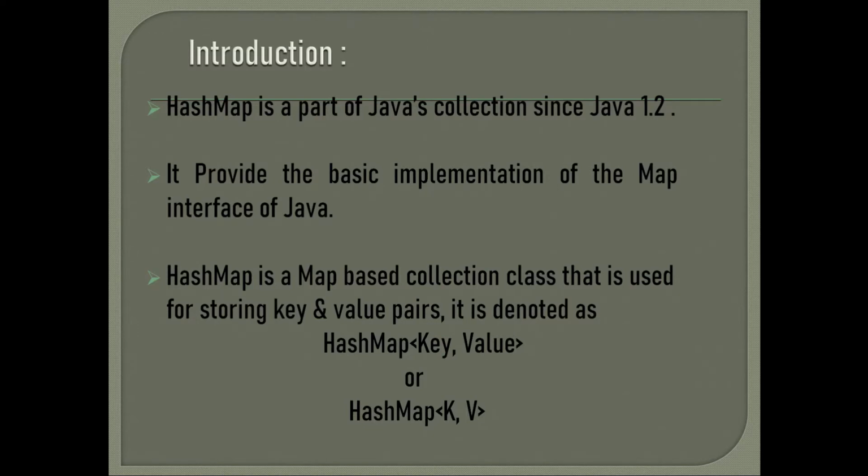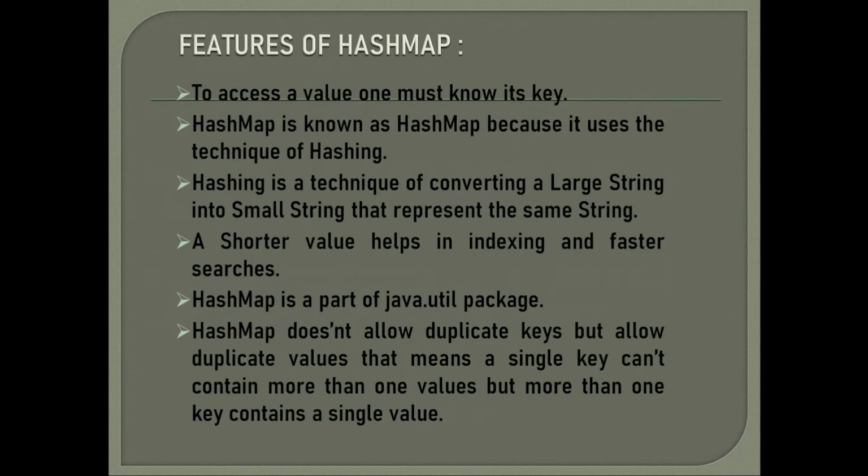We can write HashMap as a keyword and, under the angle brackets, key, value. They are the attributes of HashMap. We can represent key as K and value as V. Now let us understand the features of HashMap. To access a value, one must know its key. It means that if we want to access a value contained in a HashMap, we must know the key. If we don't know the key, we cannot access the value.